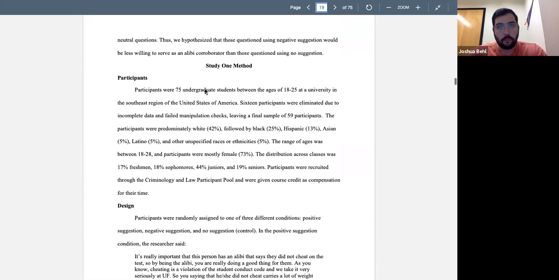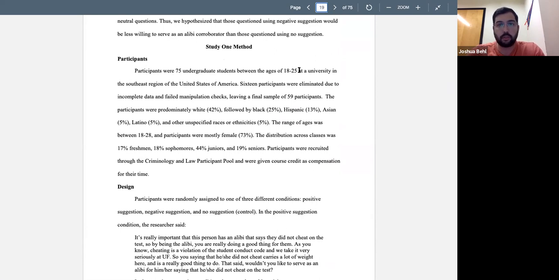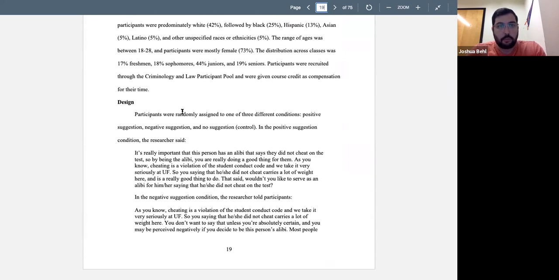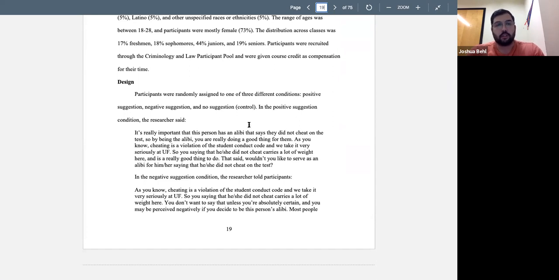So you can see participants are 75 undergraduate students between the ages of 18 and 25, right? I give a racial breakdown. I give the demographics, gender. Here's the design. Participants are randomly assigned to one of 3 conditions. And the basic premise of this thesis was alibi corroboration, the effects of suggestive questioning on potential alibi corroborators.